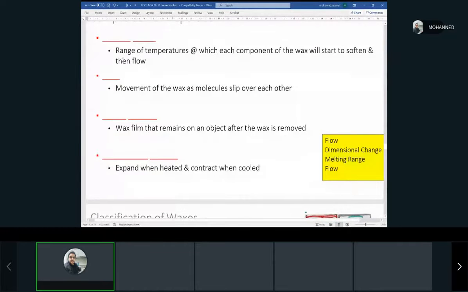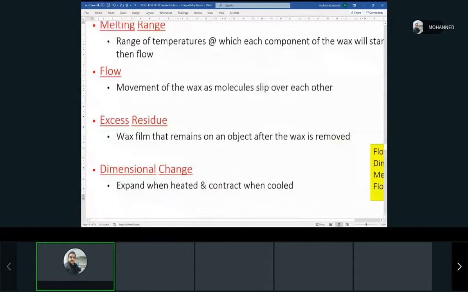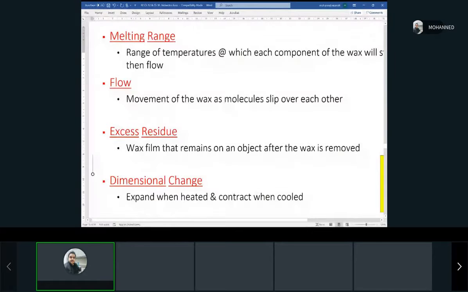Blank is the range of temperature at which each component of the wax will start to soften and then flow. The melting range. Blank is the movement of wax as molecules slip over each other. That's the flow. Excess residue is the wax film that remains on objects. And dimensional change is to expand when heated and contract when cooled. Just a few definitions here about wax.